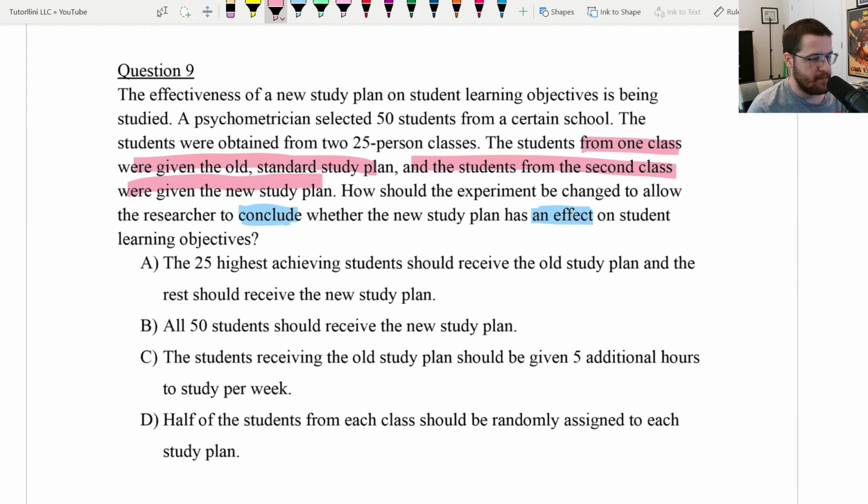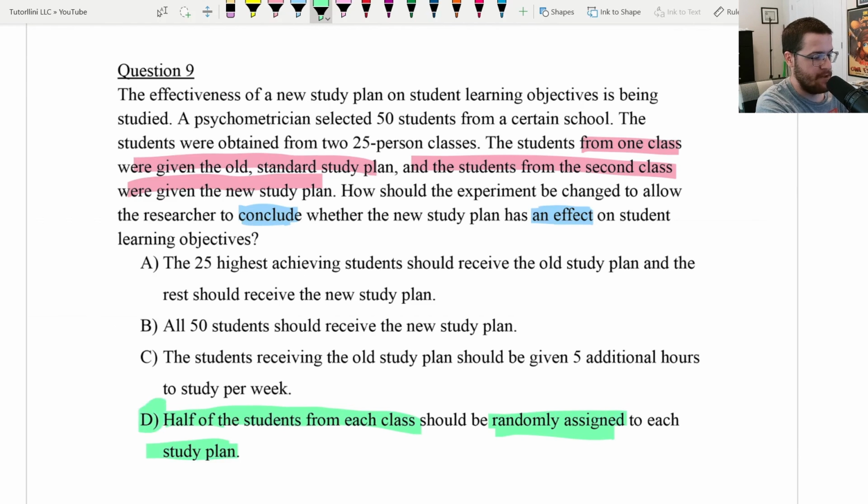So that is no good. So we don't have random assignment. We need to pick an answer choice that accurately describes random assignment. Well, I'm seeing here it says straight up randomly assigned. I know that's a little on the nose now that we've gone over it, but that is the answer.